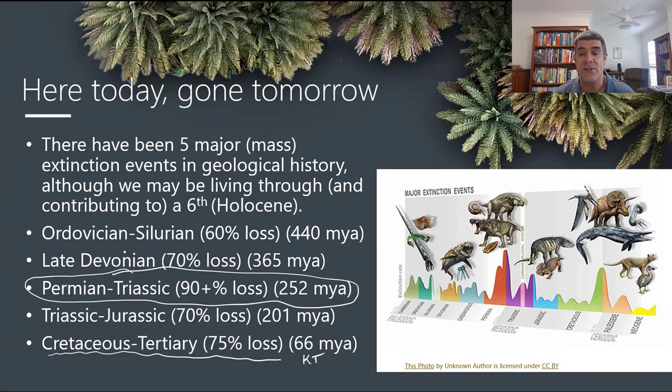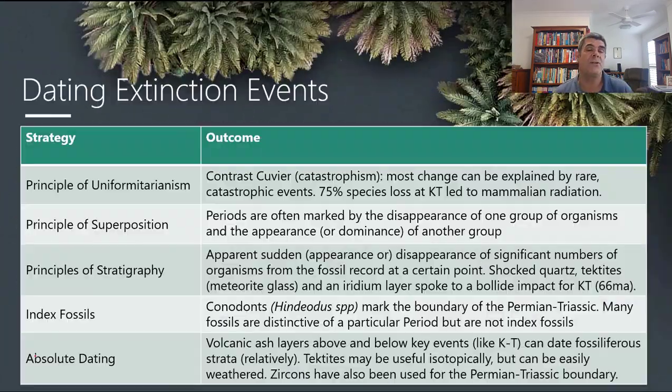And the first thing for us to think about is, how is this likely to be reflected in the fossil record? What are some of the things that we might notice that would tell us where we're getting to the end of the Permian into the Triassic, from the Triassic into the Jurassic, and so on. So just as we did previously, I've set up a little table here with the specific strategy that we might look at using and the outcome, and how we might apply that to the dating of mass extinction events.